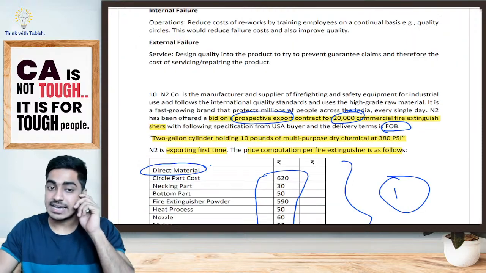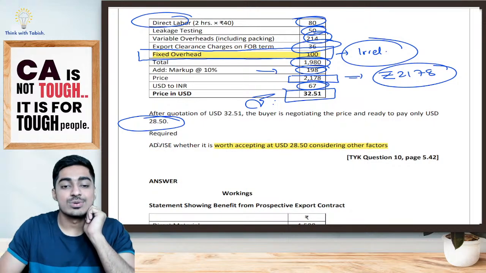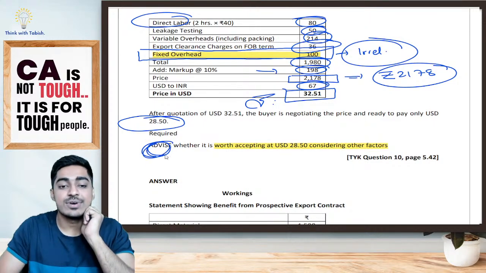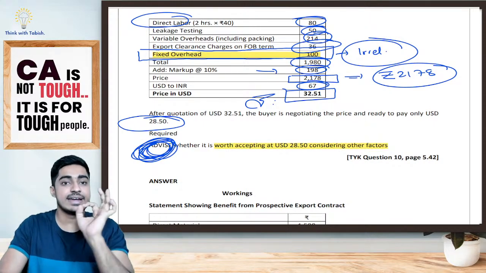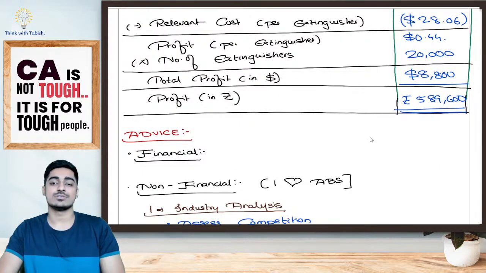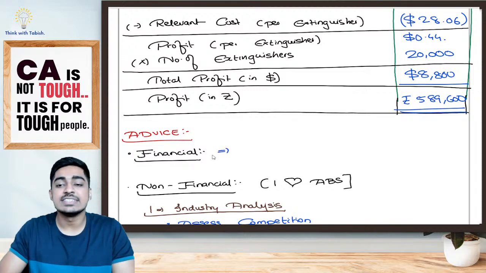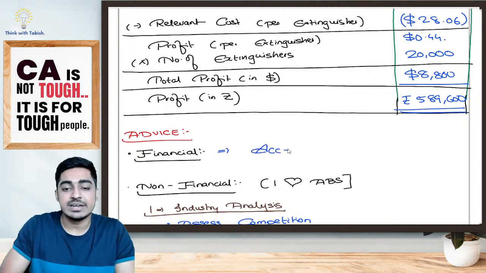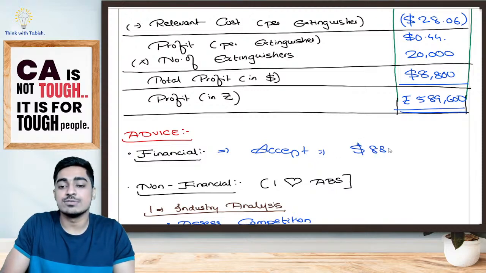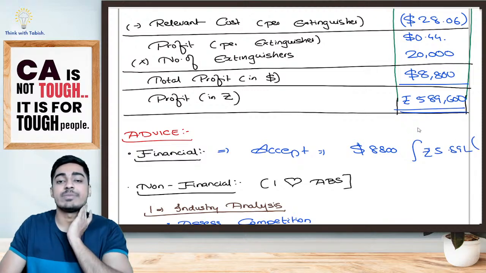So what is the question asking? The question is asking for advice. Yes or no? The question is not asking to calculate. The question is telling advise, advise, advise. We should not just tell financial things, we should tell non-financial things also. So firstly, we'll tell financial factors. Based on the financial front, we should accept it, because if we accept it, we'll be earning an additional profit of $8,800 or 5.89 lakh. So from a financial perspective, we will accept the special price order.